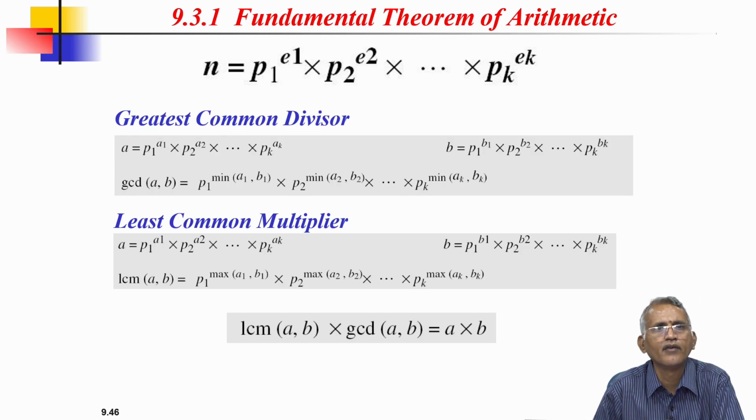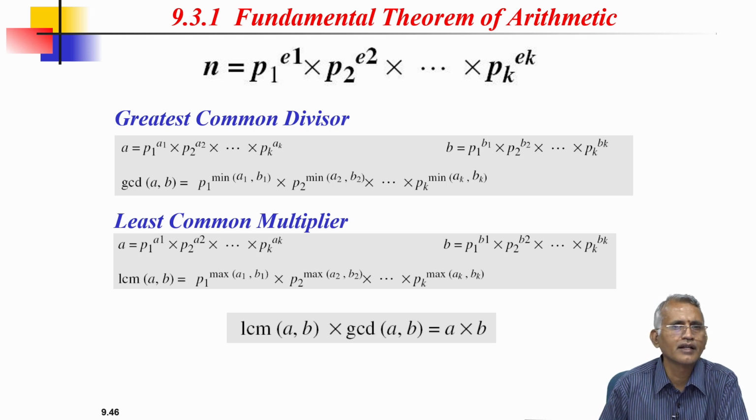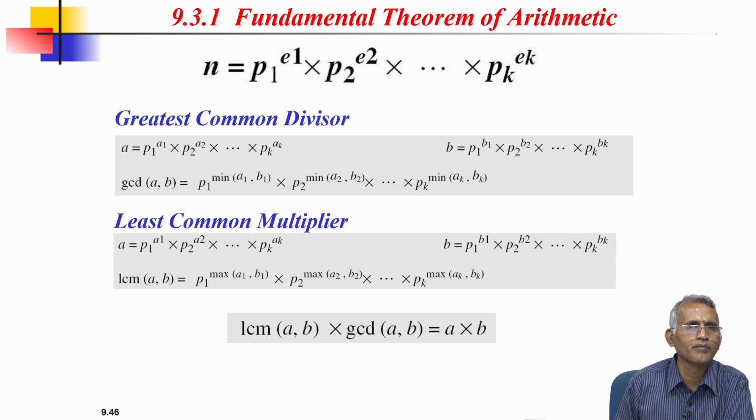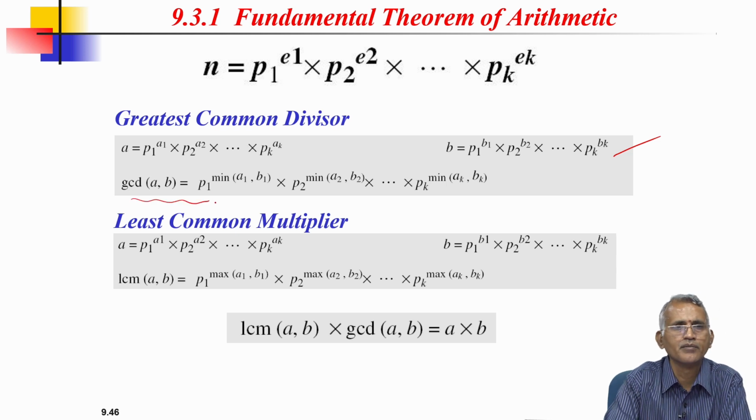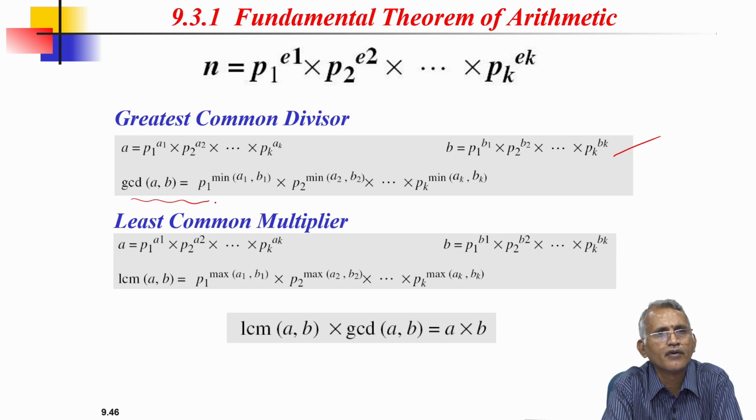Now, the fundamental theorem of arithmetic: n is p1 power e1, p2 power e2, p3 power e3, and so on up to pk power ek. Now, the greatest common divisor of a and b, expressed as products of prime powers, which we already discussed: the GCD of a and b can be p1 to the power minimum of a1 and b1, p2 to the minimum of a2 and b2, and so on, pk to the minimum of ak and bk. We already discussed that; we have to recollect it and incorporate it.